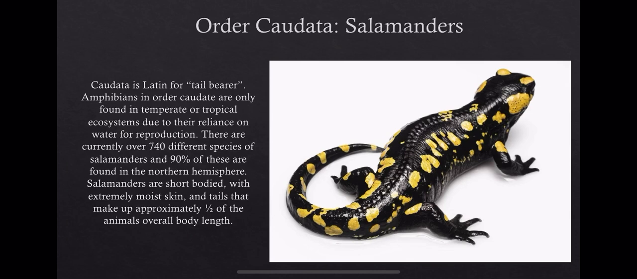And actually their tails make up about half of their overall body length, which is very characteristic for them. They do look slightly more like lizards, but they are much more closely related to things like frogs than they would be to a reptile. They have very characteristic short, fat bodies in comparison to their long tails, and they prefer very temperate, moist environments. You can find some in the tropics, but 90% of them actually live in the northern hemisphere. They don't like temperature change that is very drastic, so you will find them in more temperate regions.